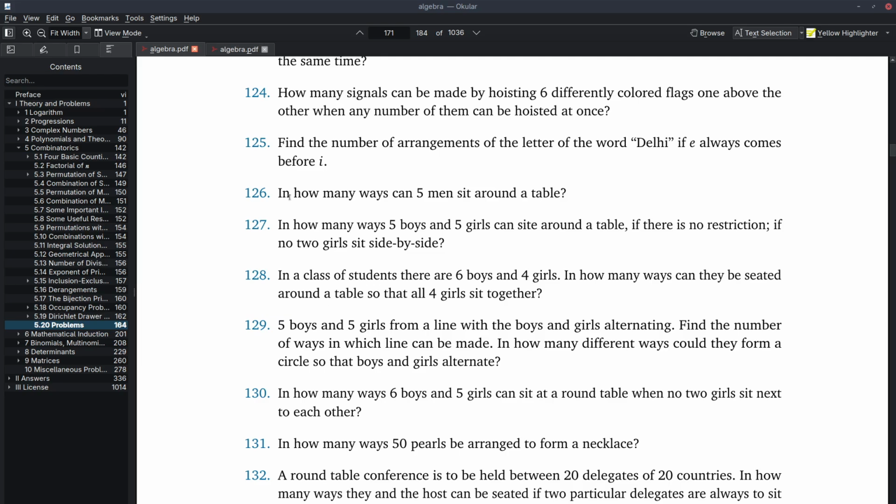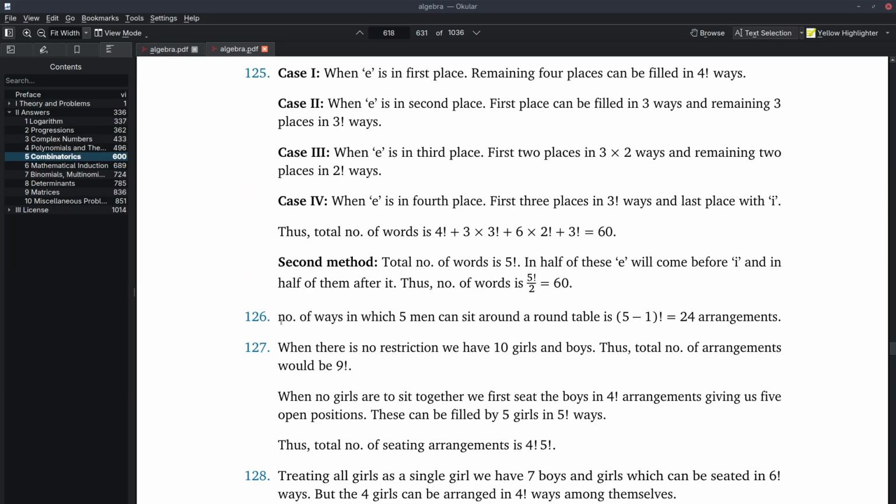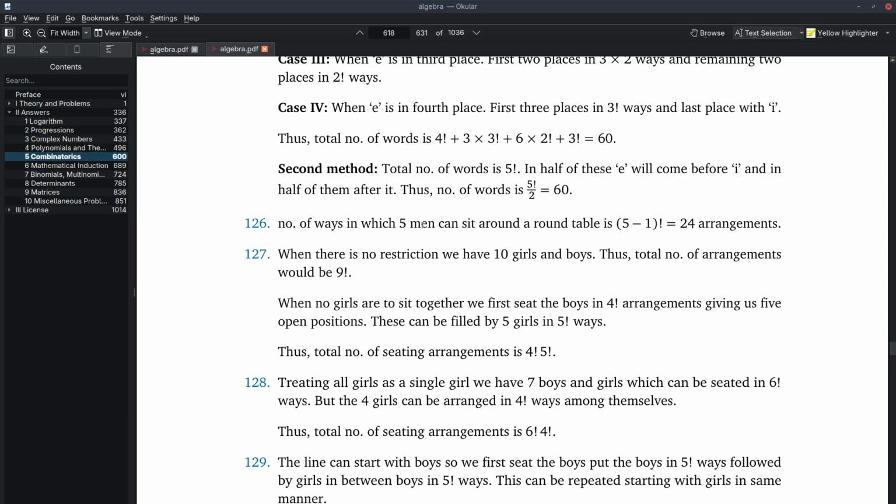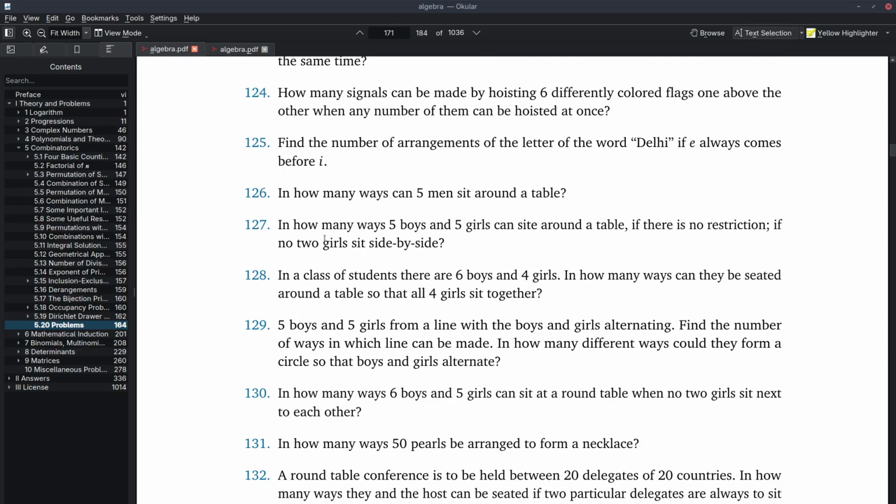Question 126 says, in how many ways can 5 men sit around a table? This N should be capital. The number of ways in which 5 men can sit around a round table is 5 minus 1 factorial, that is 24 arrangements.